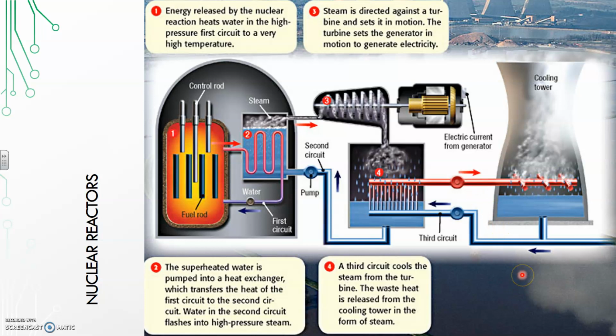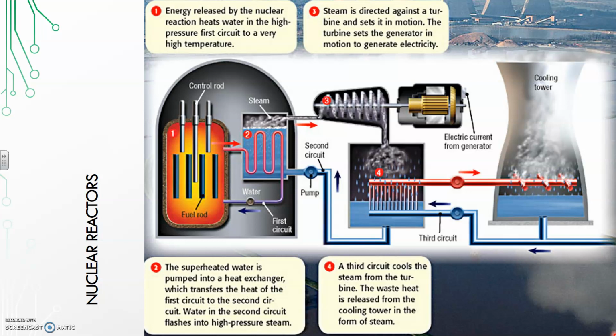Anyway, so the waste heat is released from that cooling tower in the form of steam. And then the water that was allowed to cool and release that heat pulls back down and can get pumped back into this water reservoir to get heated again. So it's a constant cycle of cooling and heating and turning the turbine and so on and so forth. But that's how they actually extract energy from this.